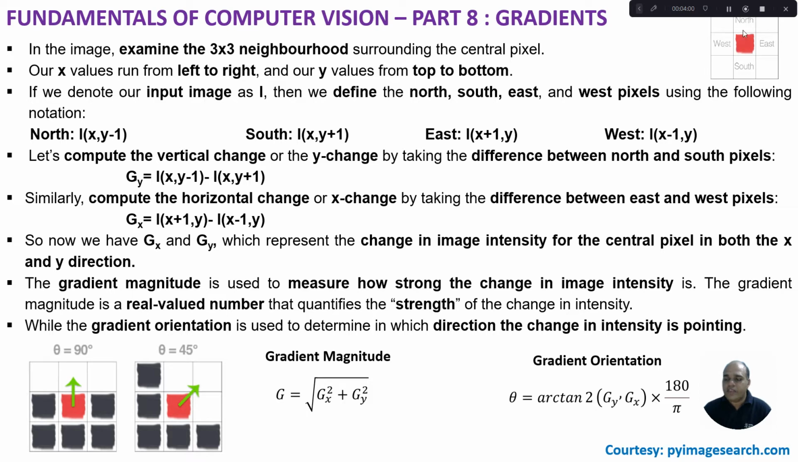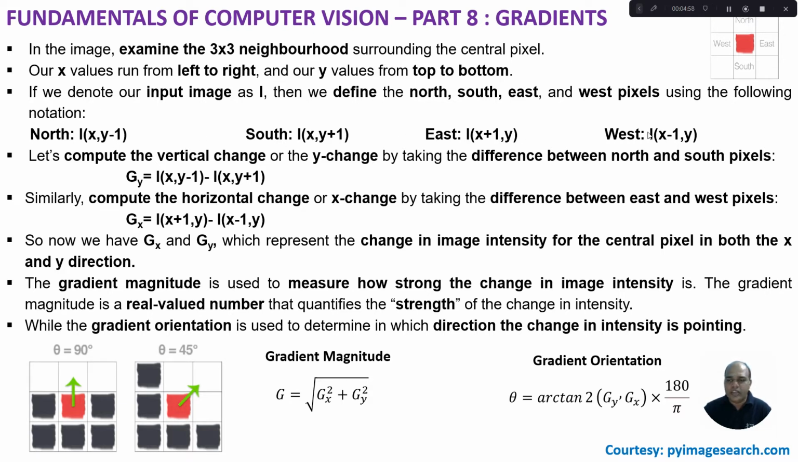If I take the coordinate of the center pixel to be x, y, the north pixel is given by I of x, y minus 1. Because we have taken the center pixel as x, y, the x coordinate is not going to change, whereas the y coordinate is decremented by 1 to get the north pixel. In the same way for the south pixel, the x coordinate will remain the same, whereas the y coordinate will be incremented by 1. So that is why we get the south pixel I of x, y plus 1. Same way, for the east and west pixels, the y coordinate is going to remain the same, only the x coordinate is going to change. For east it will be incremented by 1, for west it will be decremented by 1. So that is how we get I of x plus 1, y, and I of x minus 1, y for your west pixel.